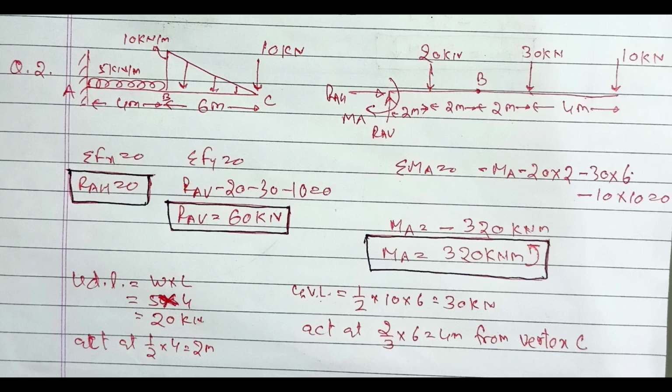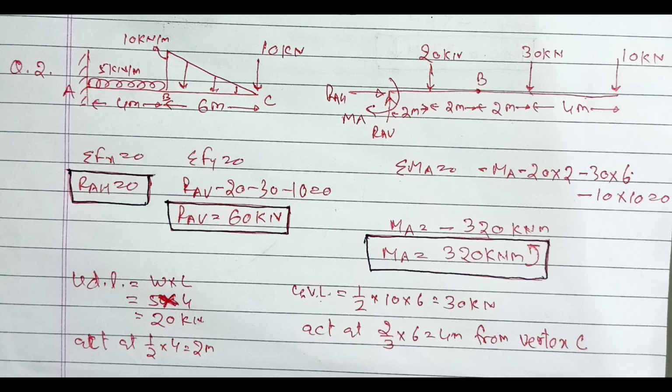You can see it is a cantilever beam. Between A and B there is a UDL of 5 kilonewton per meter, and between B and C there is a UVL of 10 kilonewton per meter, and at point C we have 10 kilonewton of point load. So our first step is to draw the free body diagram. You can see only one support is there, which is fixed support at point A. So we will have one vertical reaction, one horizontal reaction, and one moment at point A. So RAH, RAV and MA, these are the three unknowns.